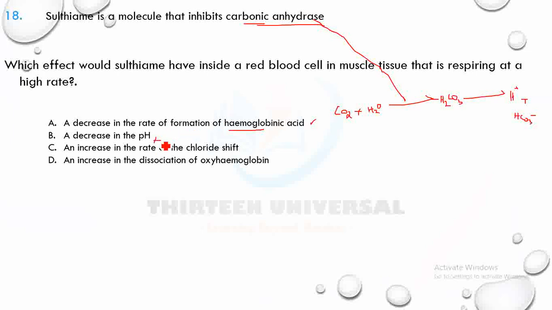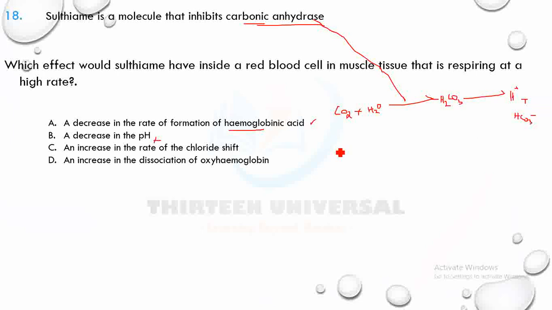Okay, C says an increase in the rate of chloride shift. Remember that if less CO2 combines with water to form this, less carbonate ion will be formed, and less carbonate ion diffuses out of the red blood cell into plasma to be transported, and less chloride ion moves in.